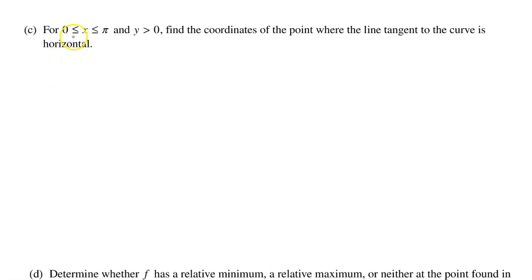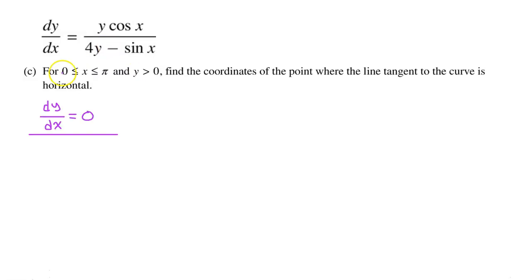Part C. On the interval from 0 to pi, and for y greater than 0, find the coordinates of the point where the line tangent to the curve is horizontal. Hopefully you have memorized that a horizontal tangent line means the derivative is equal to 0. We know that dy/dx is equal to this rational expression, this fraction, and a fraction is equal to 0 when the numerator is equal to 0. So dy/dx will equal 0 when y cosine x is equal to 0.